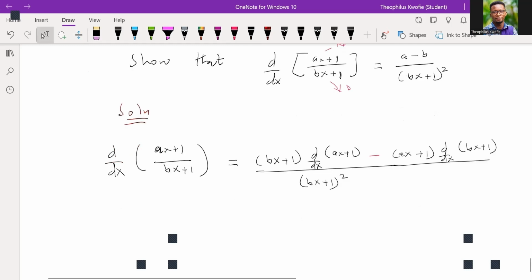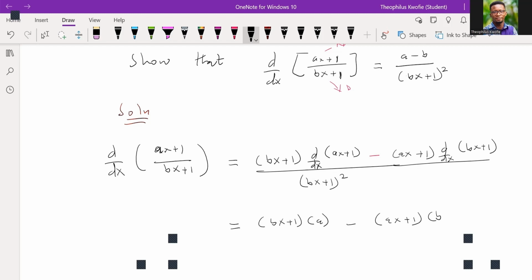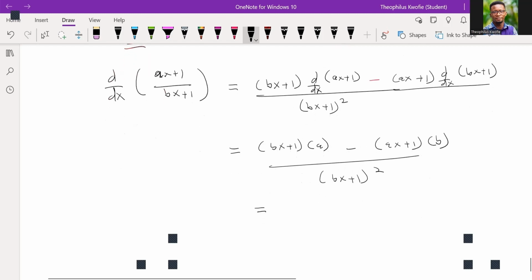bx plus 1. Now at this point, when you expand and simplify, what do you think we should get? That should give us what? Bx plus 1, and that multiplying a, because we know that the derivative of ax is a, and then the derivative of 1, which is a constant, is 0. Okay, so then we have something as this. Right?